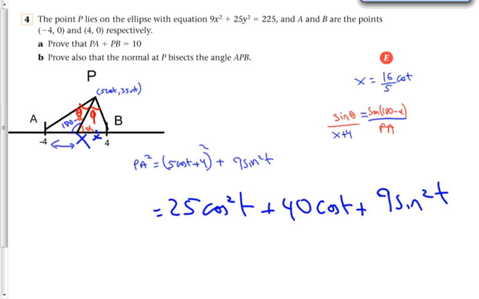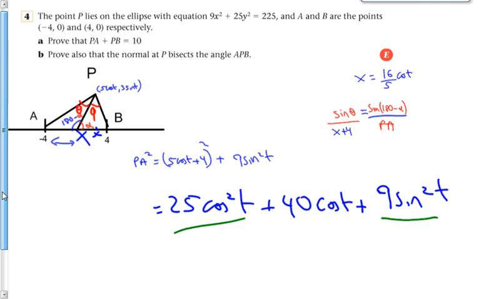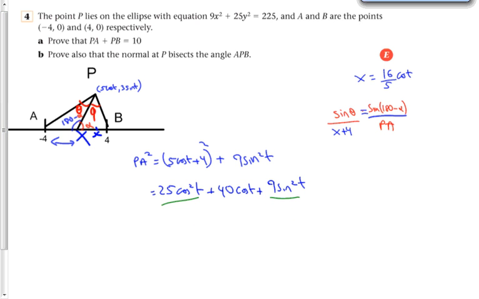Now here's a little trick in these situations. I do not want PA squared, I want to look for PA. So let's see if I can factor something out. I've got here sine squared and I've got here cos squared. If I can make it all in terms of cos, the key here is that I can split up the cos squared. And of course, we've got here the plus 16.